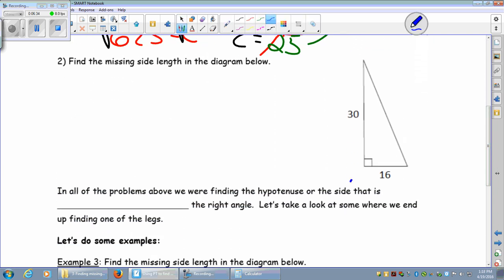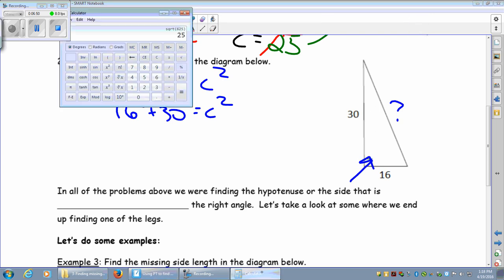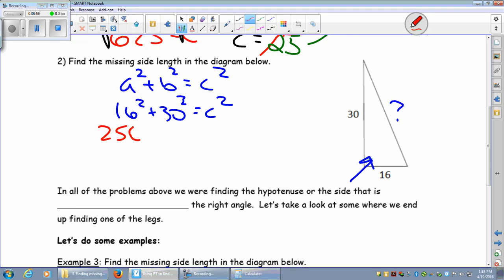So looking at number 2 again, it's pointing at the side that I don't know. So I'm going to go a squared plus b squared is c squared. I'm going to fill in 16 squared and 30 squared is equal to c squared. 16 squared and 30 squared are both a little bit too big for me. 16 squared is 256 and 30 squared is 900. So I got 256 plus 900 is c squared.